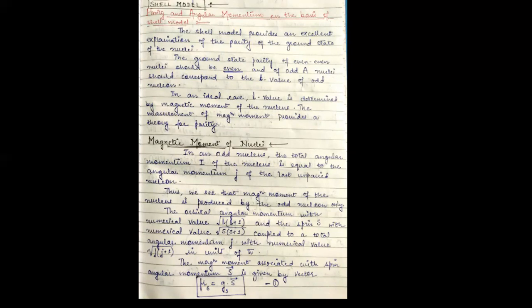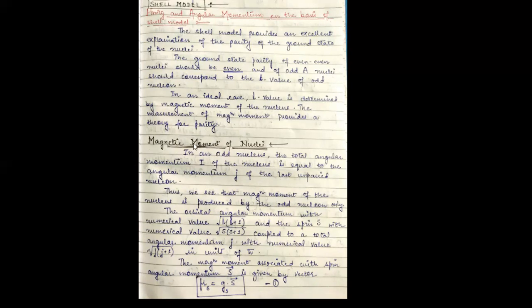The ground state parity of even-even nuclei should always be even, and that of odd A nuclei should correspond to the L value of the odd nucleon. L value is the azimuthal value of the odd nucleon. The L value is determined by the magnetic moment of the nucleus, and hence the measurement of the magnetic moment provides a theory for parity.